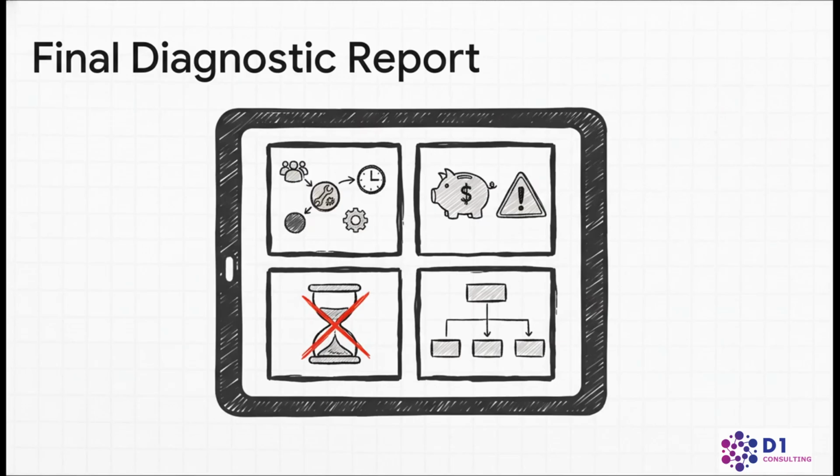And just look at what this final report gives you. You get a full map of all the actors, tools, and timings. You get a really clear picture of all the costs and the difficulties. It'll even automatically detect the bottlenecks for you. And you get a complete as-is process diagram. It's literally the full health report for your business process.